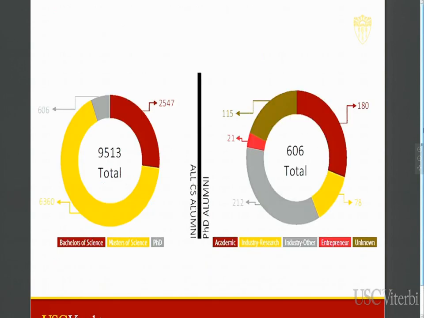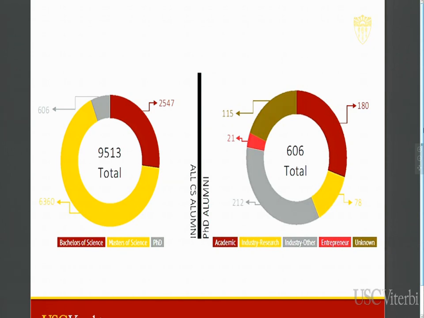There are a couple of charts on this slide, and it's a look at all our alumni. If you look at the figure on the left, it's a snapshot taken about 18 months ago, so it's a little bit outdated, but it gives you a rough sense for how our alumni are distributed. It's a view of all students we've graduated. We've graduated something over 10,000 students since the department began. About 6,500, two-thirds, have been master's students. About 2,500, close to 2,600, have been undergraduates. And something in the neighborhood of 600 plus have been PhD graduates.